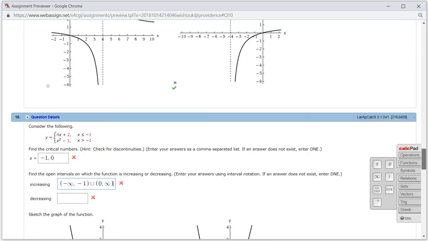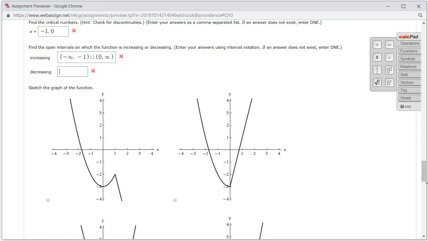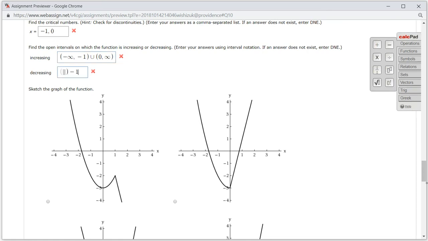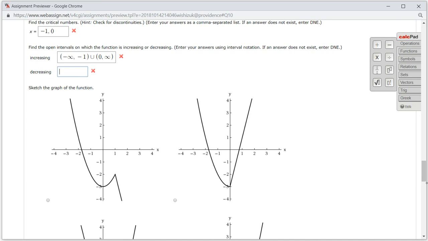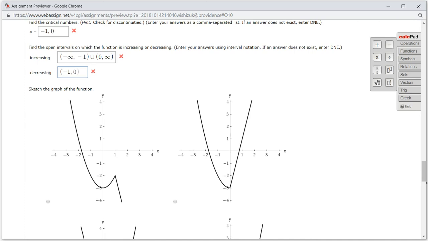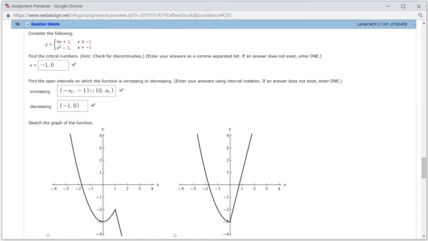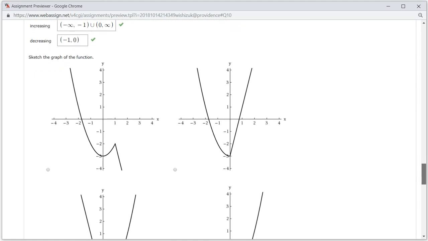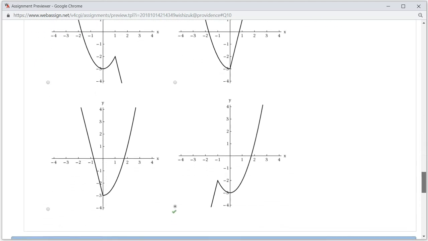Oops, sorry, here, between -1 and 0. Let's check the answer. I came back and it looks like we got all of these correct, and we have the correct picture as well. That's it.